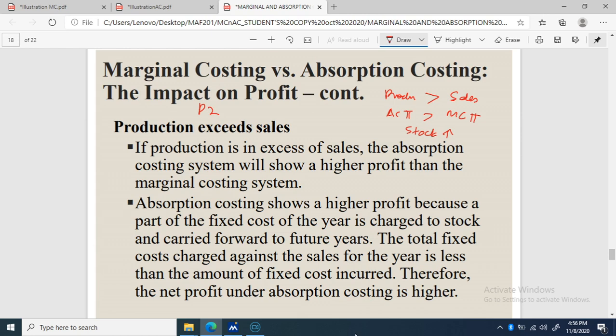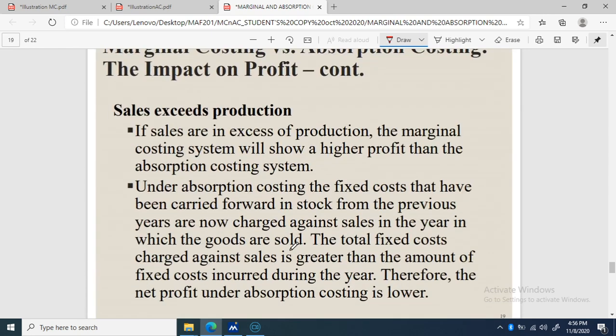How about the next situation? The next situation is when sales exceed production. This refers to period 3 in the illustration, when your sales is more than production. When sales is more than production, it shows that marginal costing profit is more than absorption costing profit. Under absorption costing, the fixed costs that have been carried forward in stock from the previous year are now charged against the sales in the year in which the goods are sold.